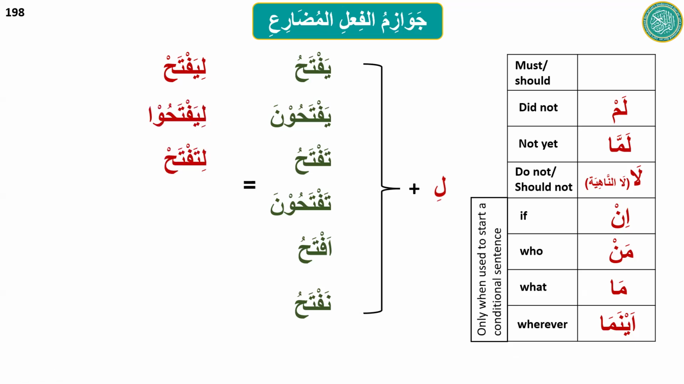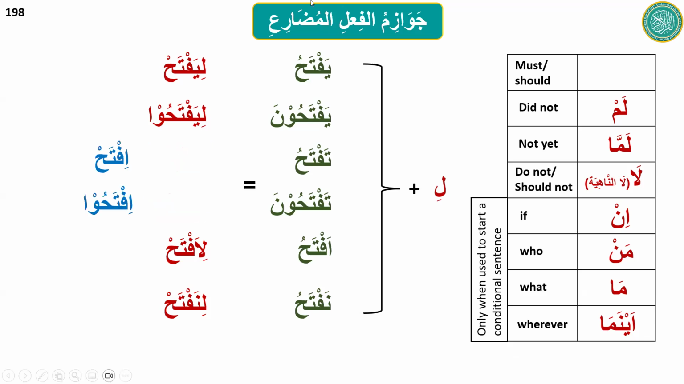Li tafta. What's the next one? Li taftahu. Li afta. Li nafta. Now, in this list, are all these words used, or is there something which is used instead? For amr, li tafta and li taftahu could be used as amr. So what words are used instead of them? Ifta or la tafta. Ifta and iftahu.